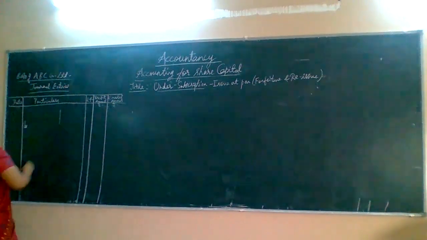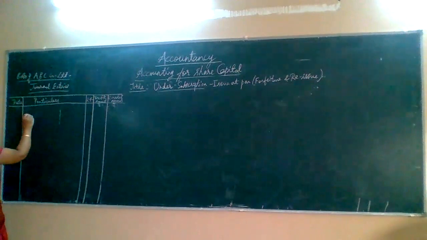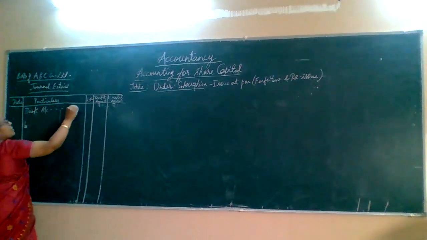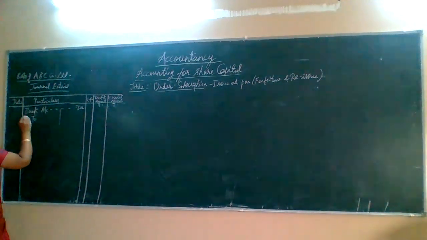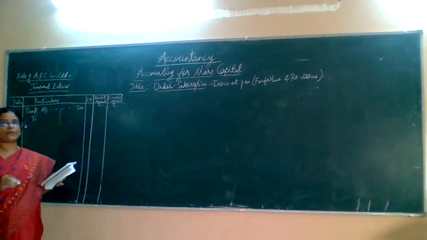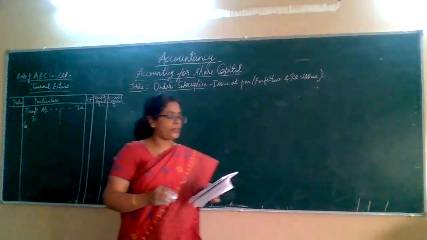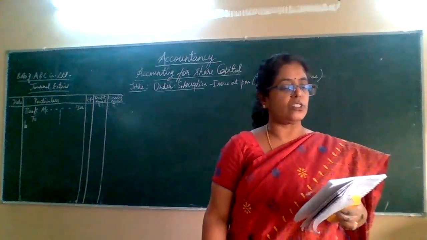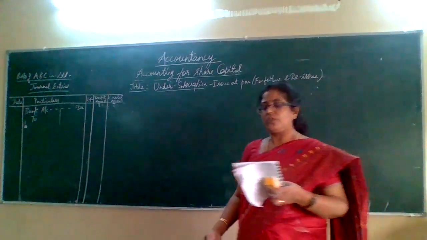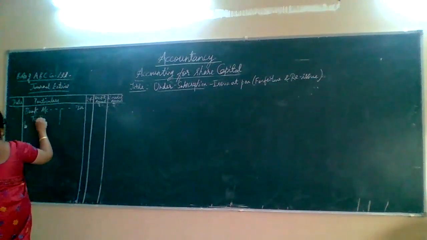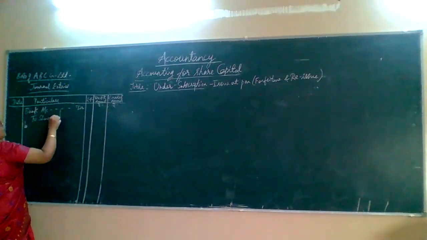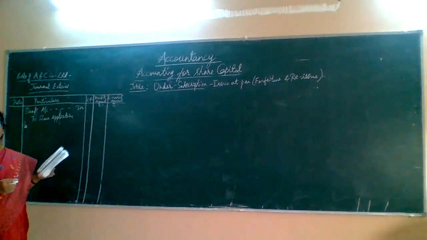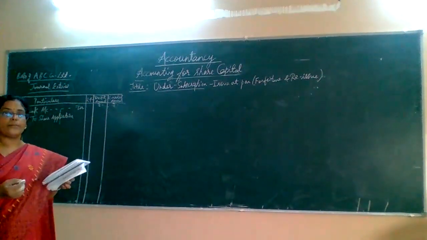So the first entry will be for receiving application money. Bank account debtor. Here again they have not specified what type of share, whether it is equity share or preference shares. It says: ABC Company Limited issued 10,000 shares of rupees 10 each payable as follows. They only mention shares, so write down here as share application. In case the word equity or preference is given, you will have to specify clearly whether it is equity share or preference shares.